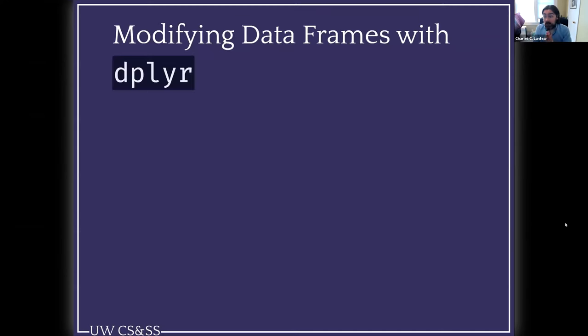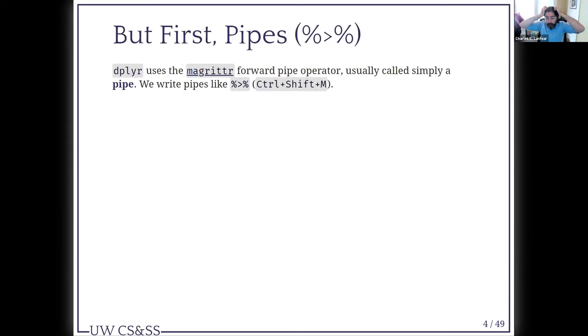Okay. So what we're going to talk about is first modifying data frames using dplyr. One first thing I want to talk about, though, that's key to using these tidyverse things that I brought up last week and a lot in lab is the use of pipes. Dplyr uses the magrittr forward pipe operator, usually simply called a pipe when you're working in R. You write pipes with the text %>%, and you can insert them using Control Shift M, or Command Shift M on a Mac? I'm not sure.